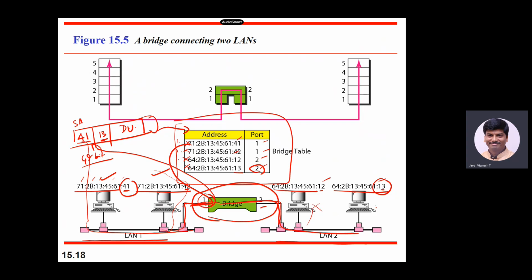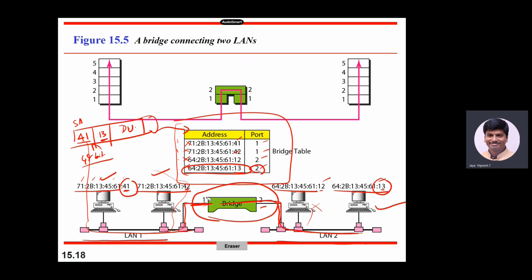Obviously, the others are going to discard it. 13 is going to receive it. So the bridge basically made a decision by looking at the table, finding the corresponding match for the destination address and which port it is mapped to, and it forwards the frame after regenerating. So this is what typically a bridge does.